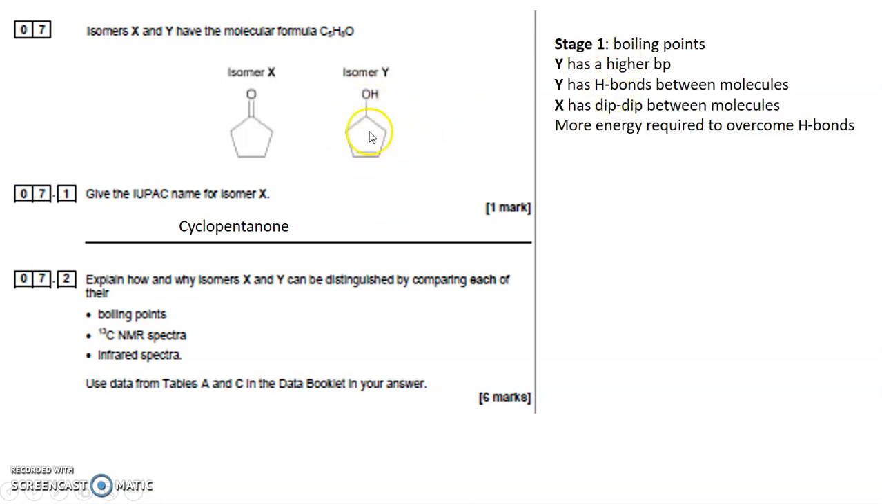So Y has the higher boiling point because Y has hydrogen bonds and X only has dipole-dipole intermolecular bonds, and more energy is needed to overcome these hydrogen bonds. That's why it has a higher boiling point.